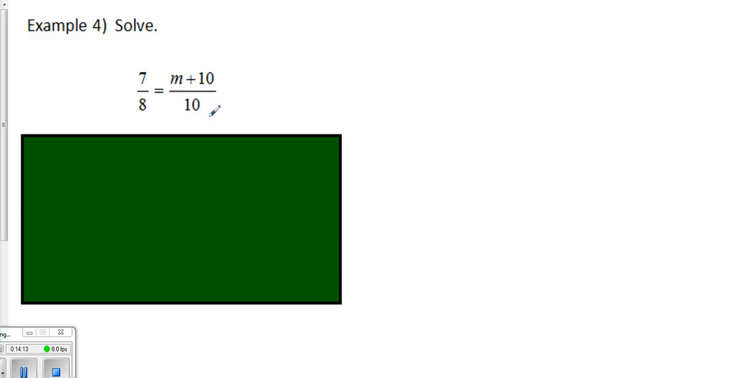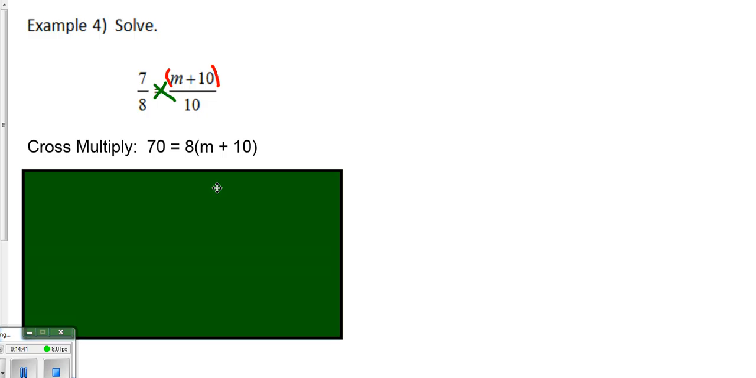Example 4. We're now moving into proportions. We have 7 over 8 equals m plus 10 over 10. Now, because it's a proportion, we can cross multiply. 7 times 10 is 70. We know that one. 8 times all of this, because it's all in the numerator together, we need to think of it as one big piece in parentheses. All of this is getting multiplied by 8. So this is what it would look like after cross multiplying.